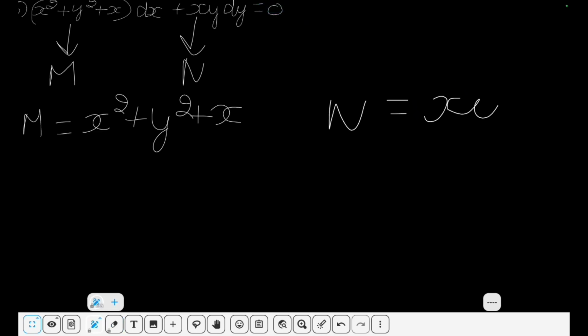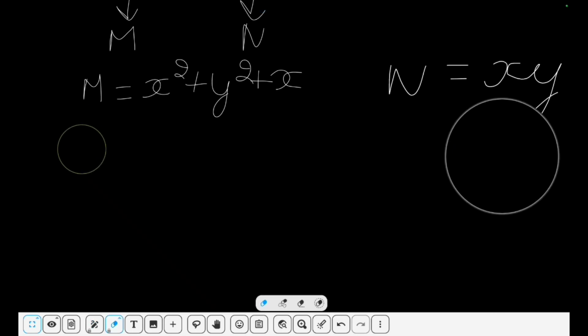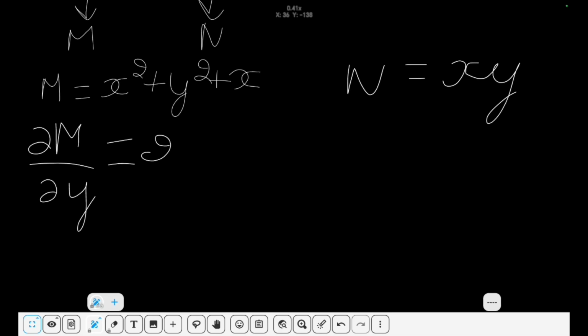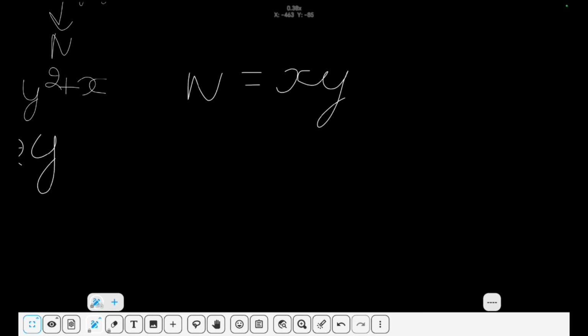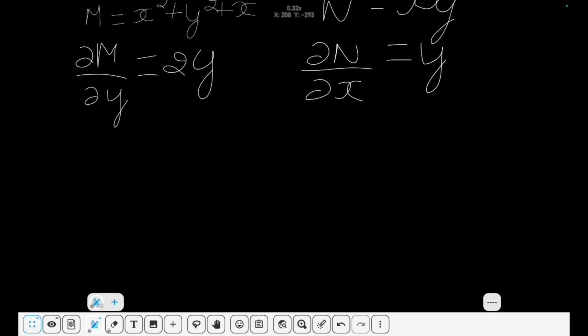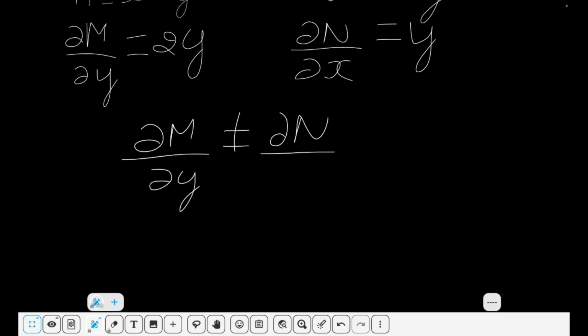Now partially differentiating M with respect to y, x is constant here, so that would give 2y, plus x is again constant. And partially differentiating N with respect to x, y is a constant. So now we can clearly say that ∂M/∂y is not equal to ∂N/∂x, hence not exact.